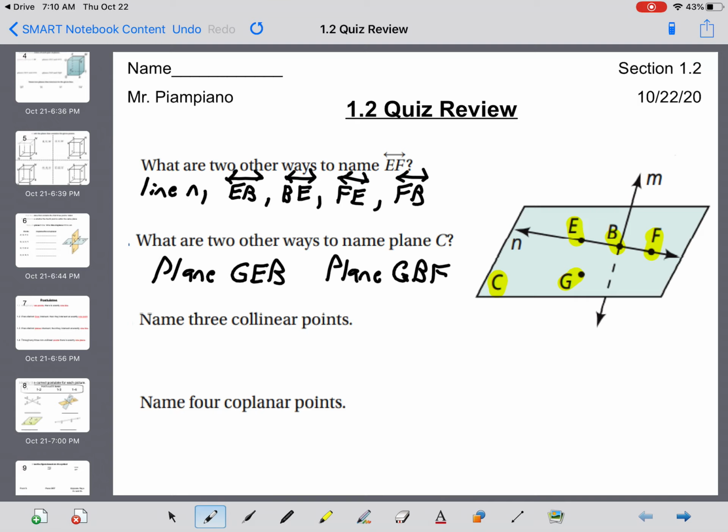Okay. Name 3 collinear points. Collinear means they make a straight line, okay? And if you look on the plane, I have the 3 points highlighted that make a straight line. E, B, F. Name 4 coplanar points. Well, those were the 4 points that we used to name the plane. So they are G, E, B, F.